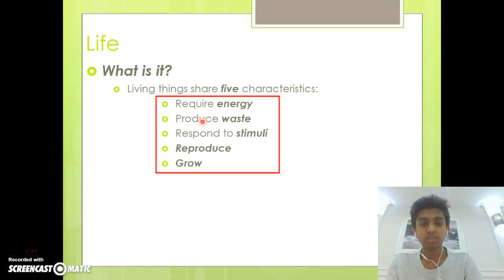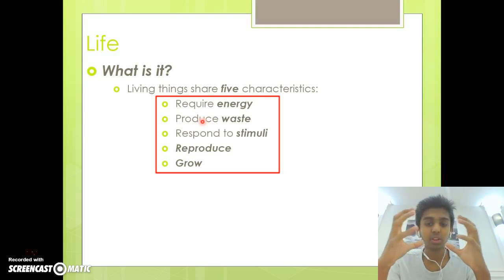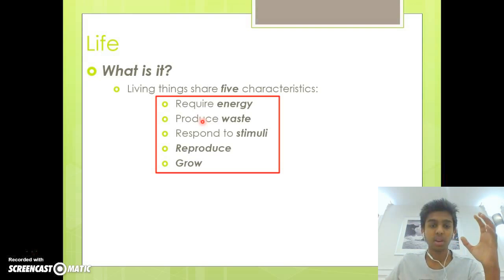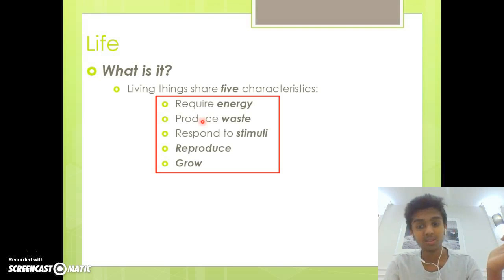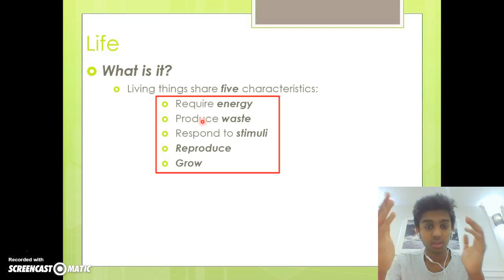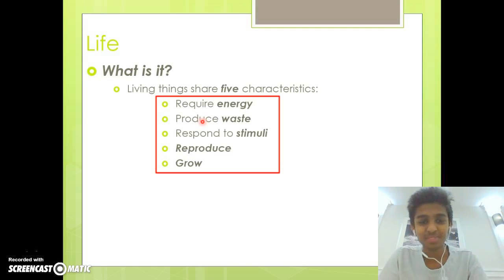They need to produce waste because of every process and every function that happens. There's always a byproduct that needs to be removed. They respond to stimuli, so they interact with their environment and the different things around them. They reproduce so that life can continue and life can go on, and they grow so that they can better adapt themselves.